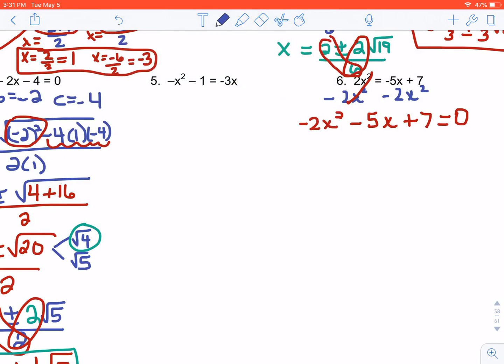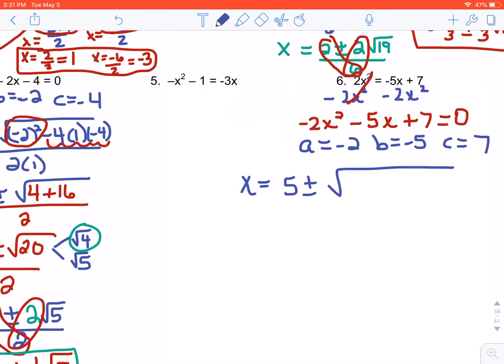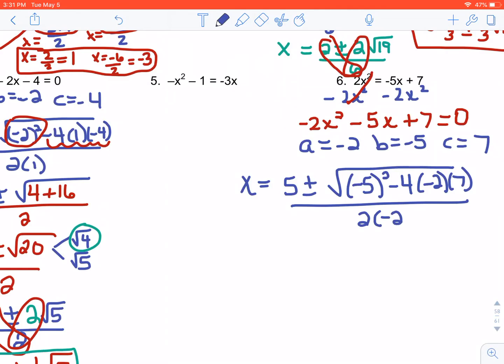So my next step is to now solve the quadratic equation. So A is negative 2, B is negative 5, C is 7. And using the quadratic formula, let's plug those numbers in. Hopefully you're pretty good at plugging the numbers in now. Negative b is already negative 5, so positive 5. And then negative 5 squared minus 4 times a times c. And then we're dividing that by 2 times negative 2.